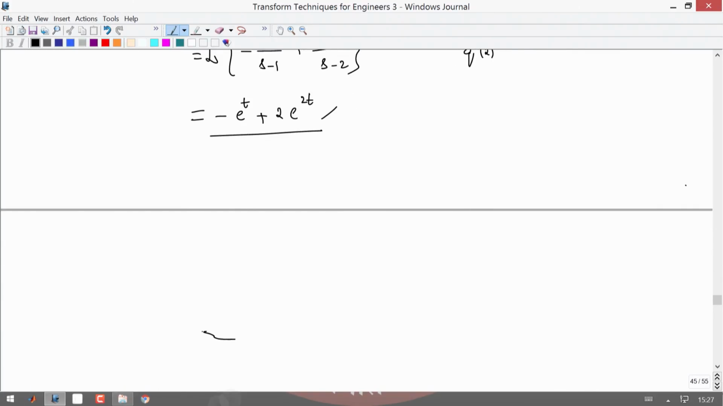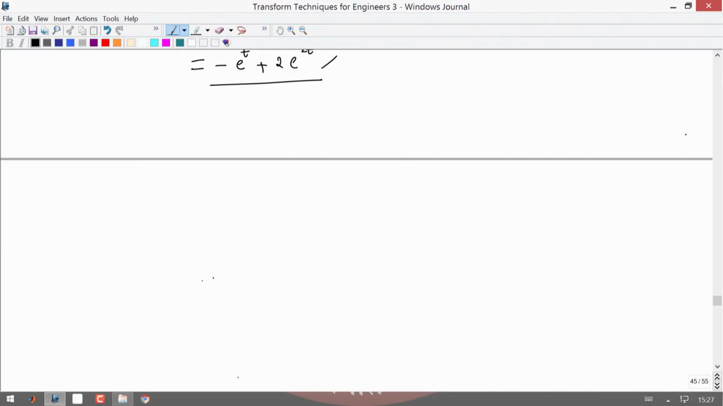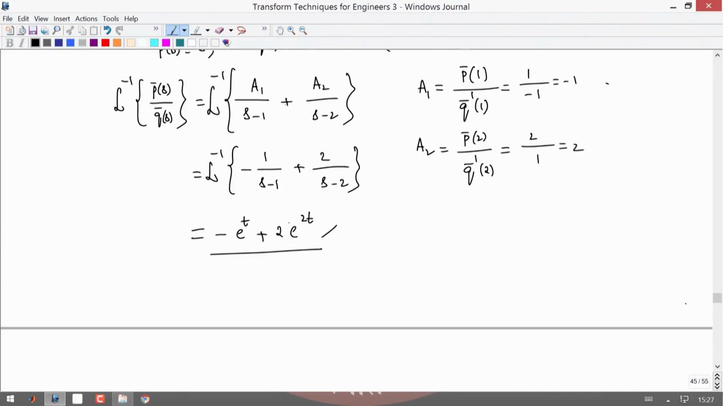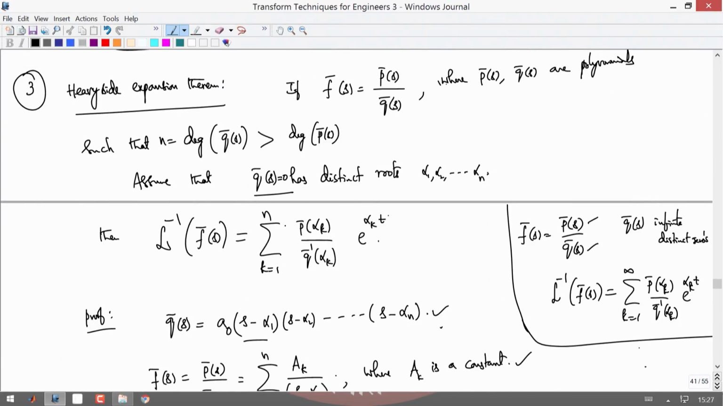I will try to see some example where this Heaviside expansion happens to work. It works, but not by this theorem. I am just giving you some example where p and q are not polynomials, but something else, but I use this expression assuming that this theorem is valid. Okay. Even if f bar, p bar by q bar, has infinitely many distinct roots, then this Laplace inversion is this. I am using this directly.